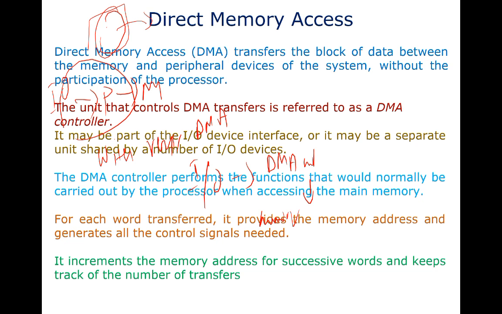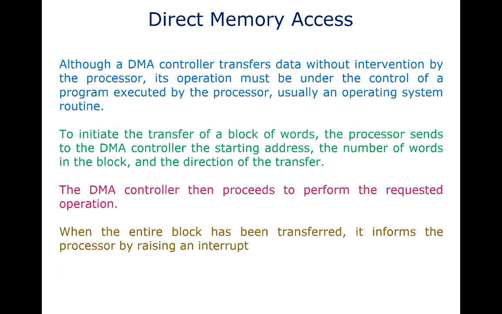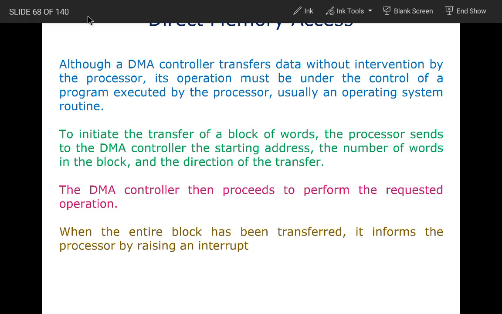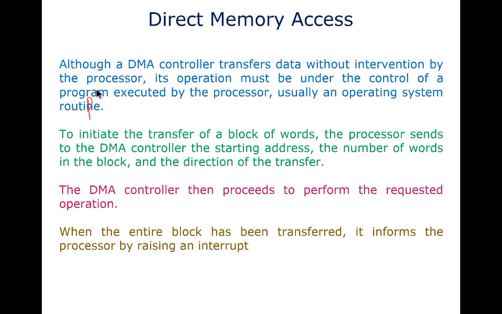Now how does the flow appear in a DMA transfer? In a DMA transfer, first the processing unit, the CPU, will initiate, that is start, the direct memory access. Through DMA it will transfer an entire block. After the entire block is transferred, the CPU is informed of the completion.